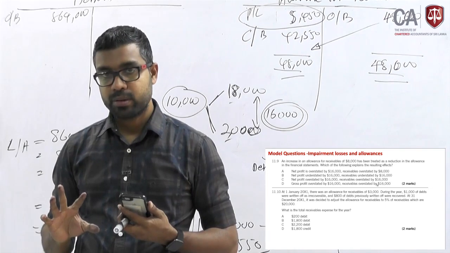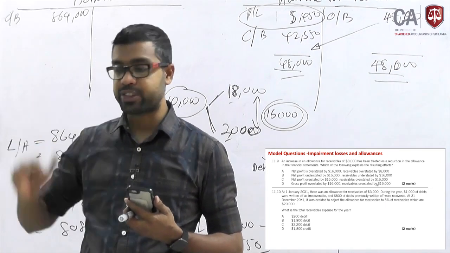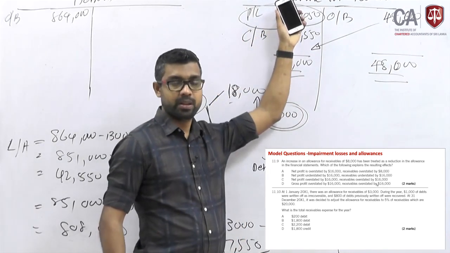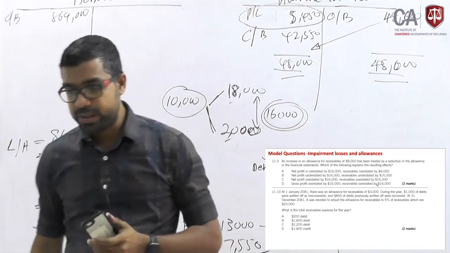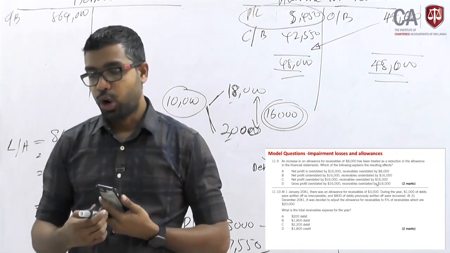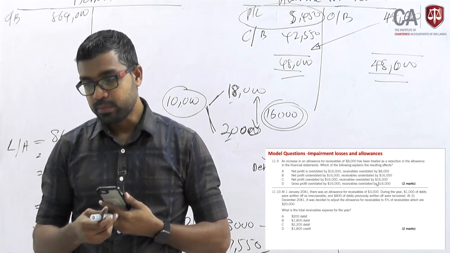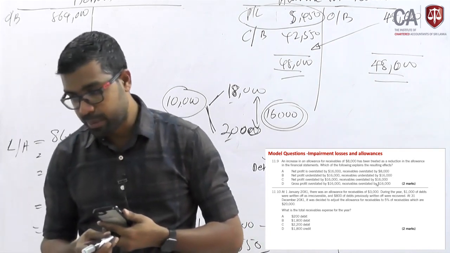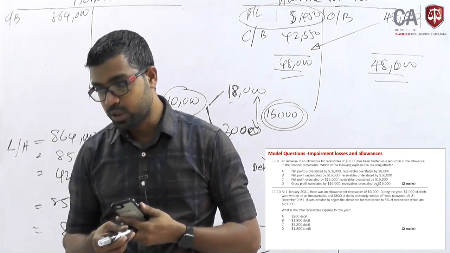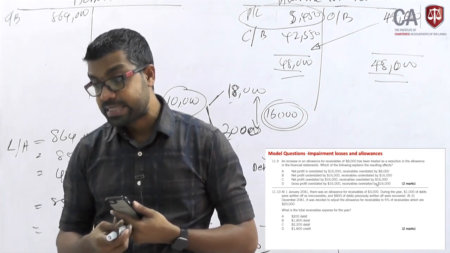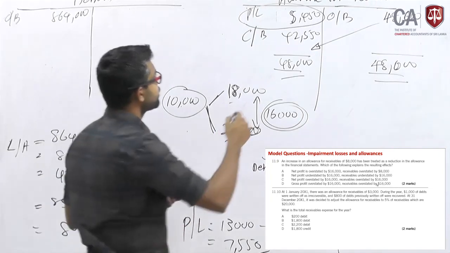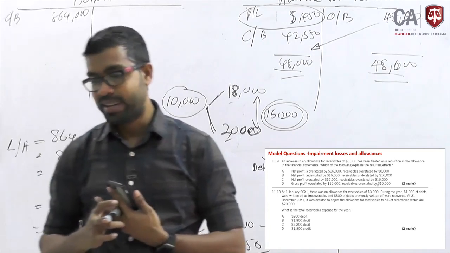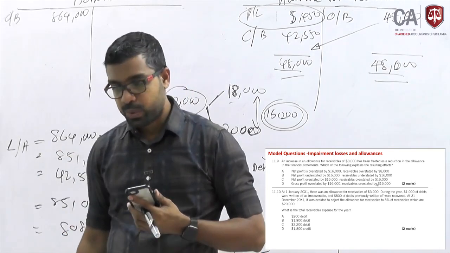Correct. Why? Because you have treated it as a reduction. When it is treated as a reduction, net profit is overstated. Net profit is overstated by 16,000 and receivable overstated by 16,000. Answer is C. Receivable is also overstated by the same amount. Right? Answer is C. Error correction. Simple question.